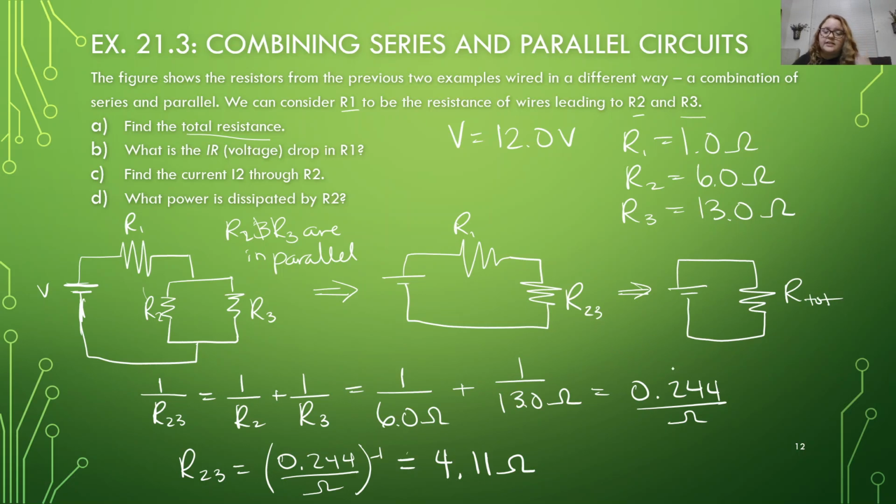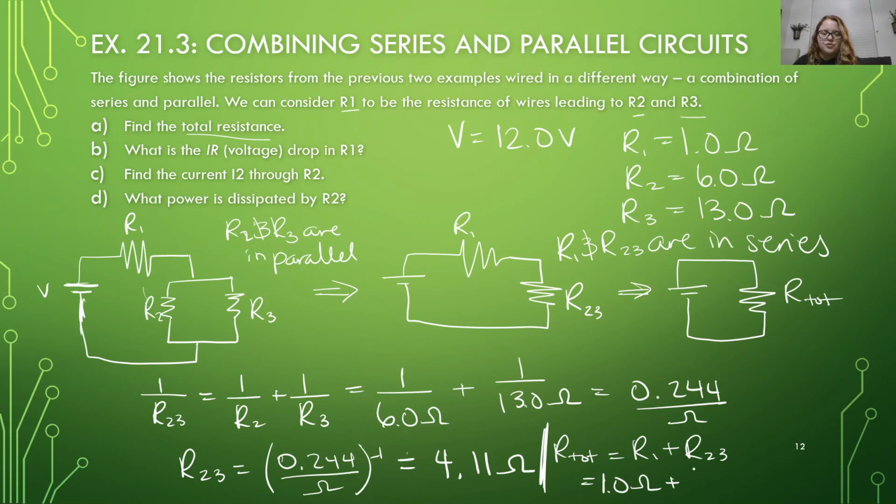Okay, all right. Now we need to find our total resistance, and that is in series. So R1 and R23 are in series, which tells us that R total will equal R1 plus R23. And R1 is 1 ohm. R23 is 4.11 ohms, so that would equal 5.1 ohms. So that is our total resistance of this circuit.